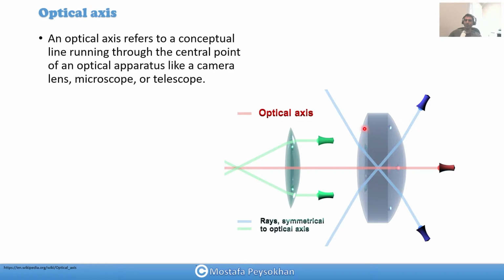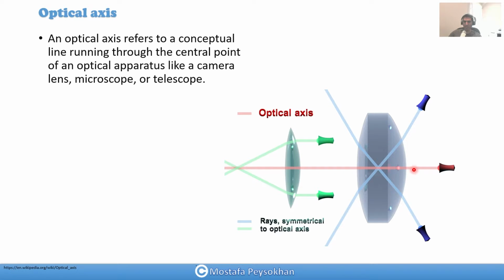So for example, in this system, we can see that it's completely rotationally symmetric. And this axis is the optical axis because all the objects that we have are rotationally symmetric. Even the ray can pass rotationally. So that one, we call it the optical axis of this system.